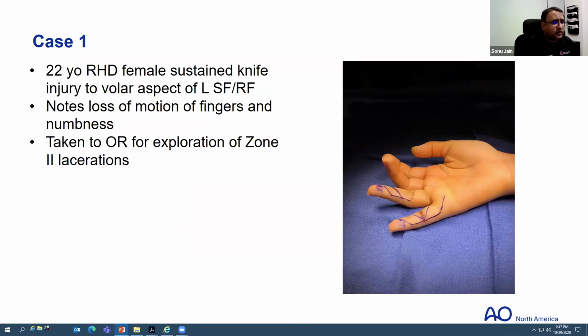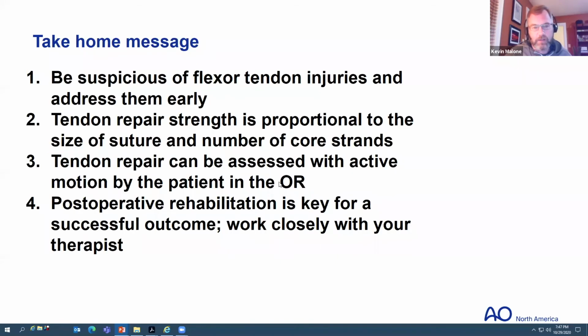I'll present this one. Sonu, yeah, sorry. Before we get to the cases, this is Kevin Malone again. I wanted to address some of the questions that have come up from the audience, get your input, and then just a couple of comments of mine as well.